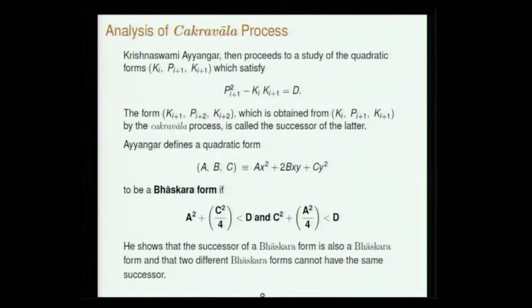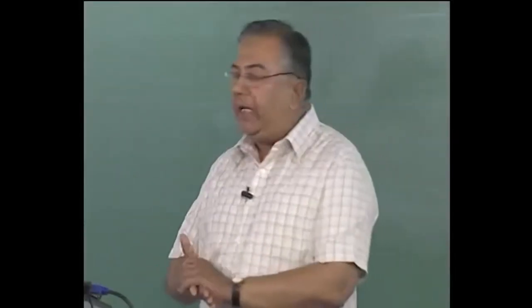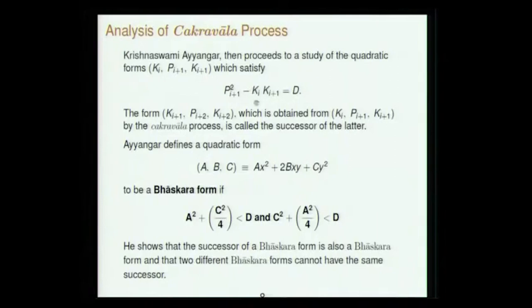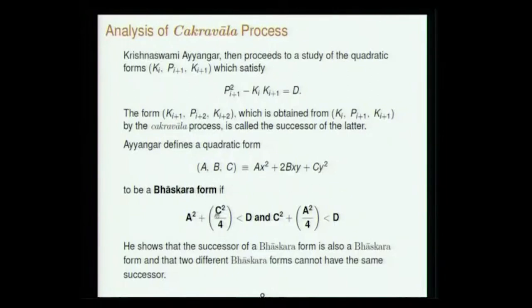Then comes the proof that this always converges to k is equal to 1. That is somewhat more complicated. That is based upon what is known as the theory of quadratic forms. I will not tell you in detail. A quadratic form a, b, c is something like this, ax squared plus 2bxy plus cy squared. Krishna Swami Iyengar is using this ki, pi plus 1 and ki plus 1 to make a quadratic form, and that pi plus 1 squared minus ki ki plus 1 is equal to d. Two quadratic forms are equivalent if b squared minus ac is the same for both of them. So, you have a class of all quadratic forms of the form ki, pi plus 1, ki plus 1 such that they have this discriminant d. Then he defined a quadratic form to be a Bhaskara form when this kind of a condition is satisfied.